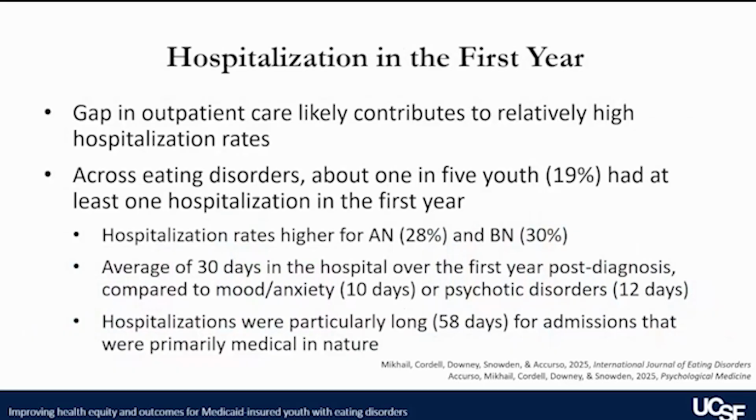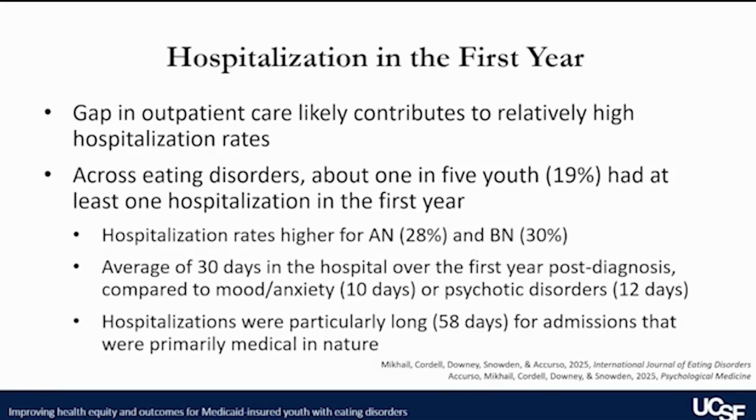So there is this gap in outpatient care that we believe likely contributes to a relatively high hospitalization rate for these kids. Across eating disorders, about 1 in 5 youth had at least one hospitalization within that first year post-diagnosis. The hospitalization rates for kids with anorexia nervosa and bulimia nervosa were quite a bit higher, about 30%. And kids were spending quite a long time in the hospital in that first year. On average, about 30 days in that first year post-diagnosis, compared to the hospitalizations for kids with mood or anxiety disorders, which were about 10 days, psychotic disorders about 12 days.